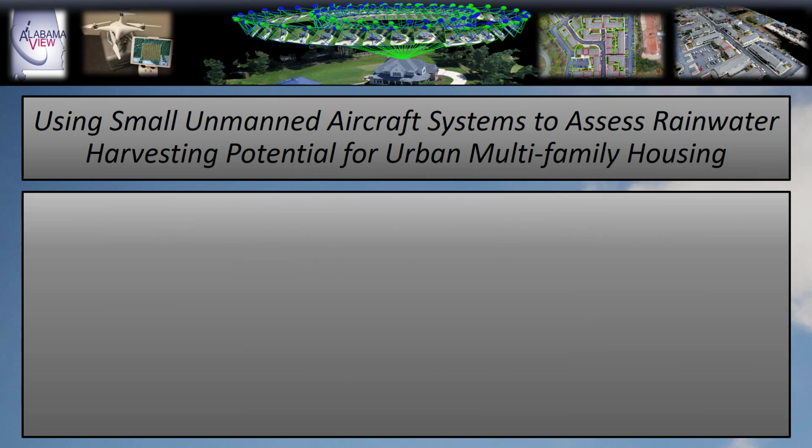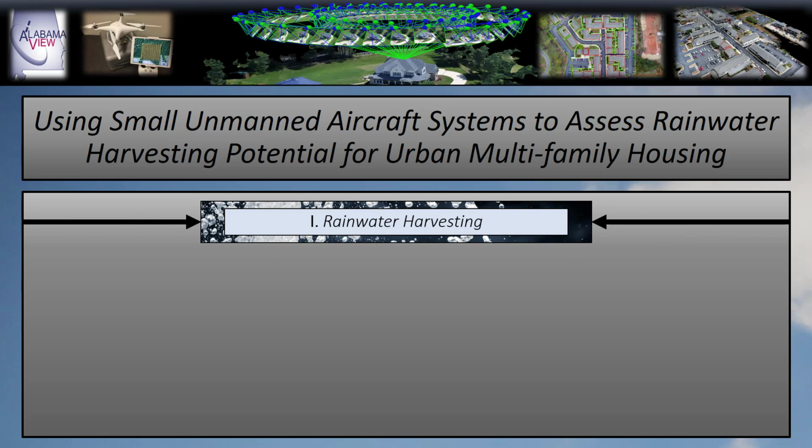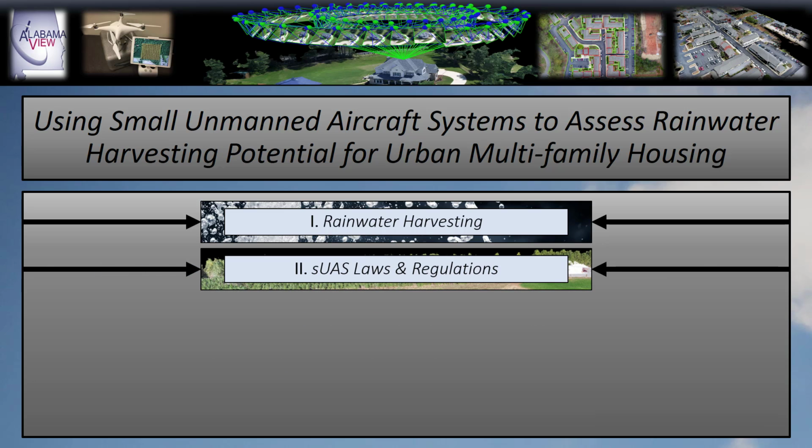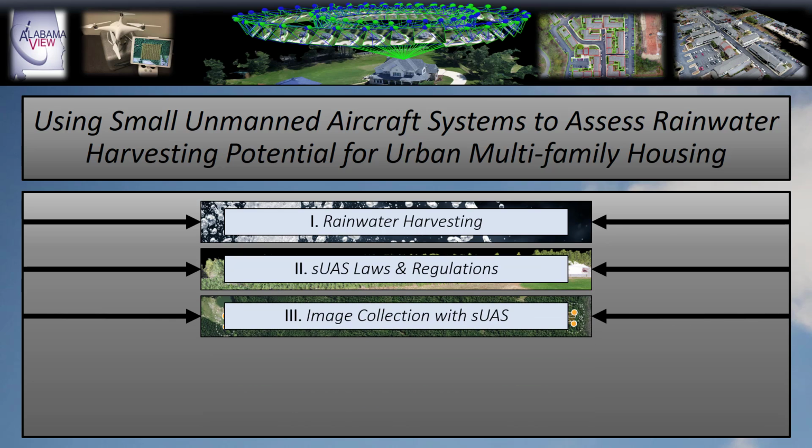This series will follow a 5-part structure with each video focusing on a sequential concept and its associated techniques. The first video, which you're currently watching, will both introduce the series as a whole while also delving into what rainwater harvesting is and why we are assessing it. The second video in the series will focus on the laws and regulations that govern the usage of small unmanned aircraft systems in commercial purposes and research. The third video will then discuss the image collection process with the UAS and explain how to properly conduct a UAS flight for data acquisition.